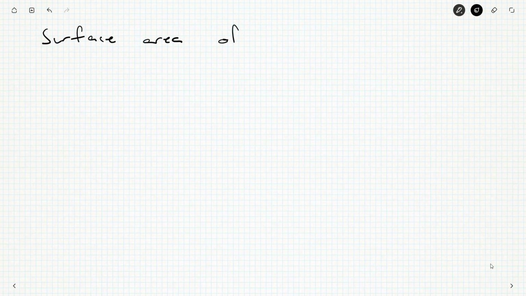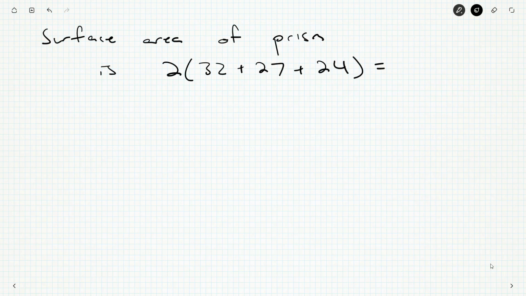Yeah, it is 24. Okay, so now I just plug this back into my surface area formula. Surface area of the prism, let's call it, is 2 times 32 plus 27 plus 24. Okay, well, 27 plus 32 is 59, plus 20 is 79, plus 1 is 80, plus the remaining 3 is 83. 2 times 83 is 166. And we might say centimeters squared because they gave it to us in centimeters squared. But there we go.